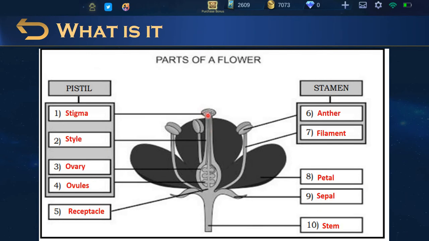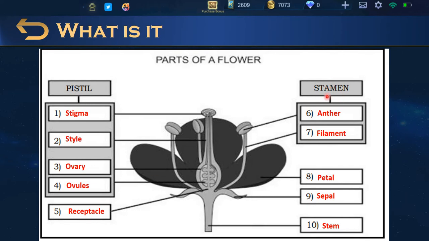In this part, this is called the stigma. And this part, below the stigma, is called the style. And the lower part of that is called the ovary. And the inside part of the ovary are called ovules. And this one at the lower part of the ovules is called the receptacle.